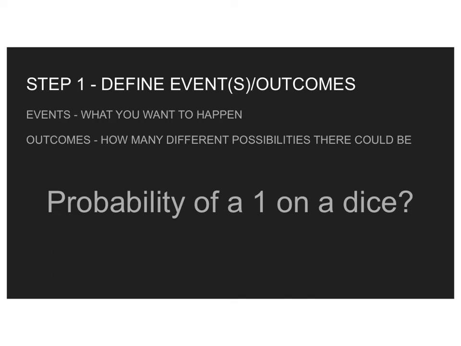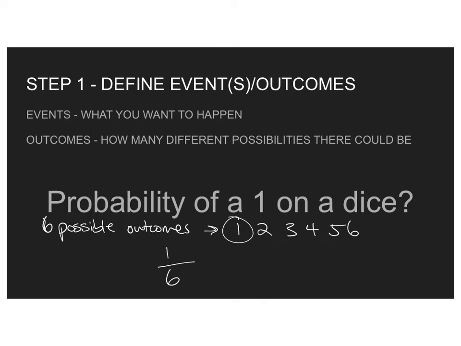Well, if we think about a dice, there's six possible outcomes. You could roll a 1, a 2, a 3, a 4, a 5, or a 6. So you have to do the favorable, or what you want, out of the total. Okay, so there is a 1 out of 6 chance that you're going to roll a 1.